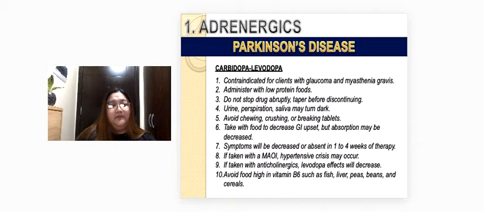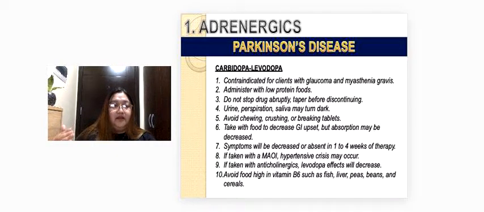Okay? 7. Symptoms will be decreased or absent in 1 to 4 weeks of therapy. So, nandiyan yung kanyang serum therapeutic level. 8. If taken with a MAOI, hypertensive crisis may occur. Mamaya, we will discuss MAOI drugs. Monoamine oxidase inhibitors. These drugs are for depression. Example, isocarboxazid. So, kapag binigay mo siya with a MAOI, ng sinemet, hypertensive crisis may occur.